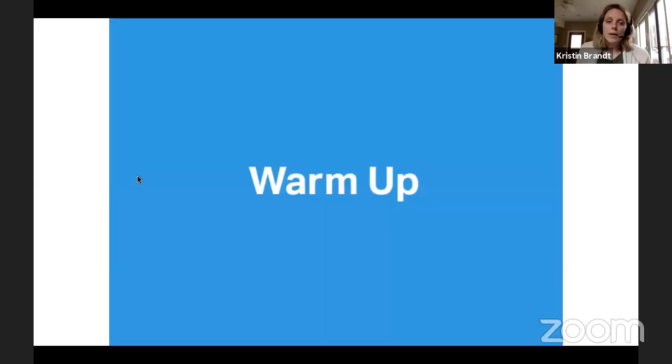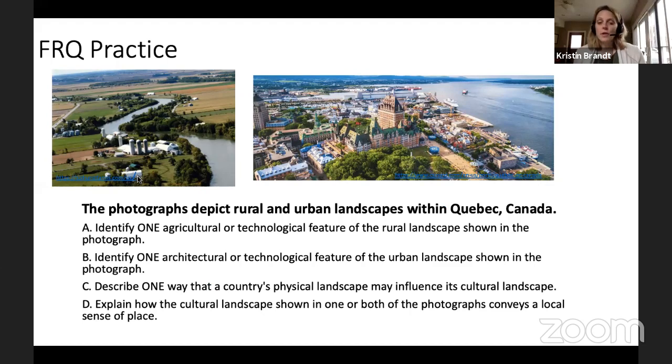So on Friday, I left you with this FRQ, and we were talking about using qualitative data to answer some of these questions. These photographs depict rural and urban landscapes within Quebec, Canada. The first thing you should think about is to at least try to place that location, because it's always about the why of the where. You should think, what else do I know about Canada or Quebec? We talk about a bilingual country, in particular French settlement along that area. Why is that important? Well, let's take a look.